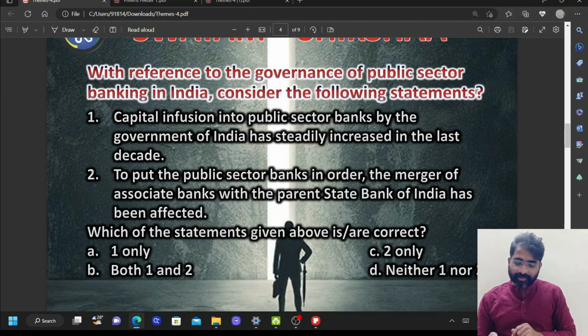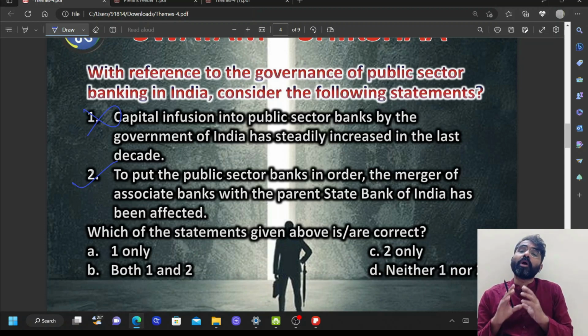And to put the public sector banks in order, the merger of associate banks with the parent bank. Yes, this is true. So C is the answer here, because this is true and the other is the wrong statement. So very simple questions keep coming, but we should know what the term is. We should know what the concept is. Okay, I hope the video will give you definitely some tips for answering questions like this, and I'll come up with a continuation of this video in a separate theme, or I'll do the continuation of the regulation theme.